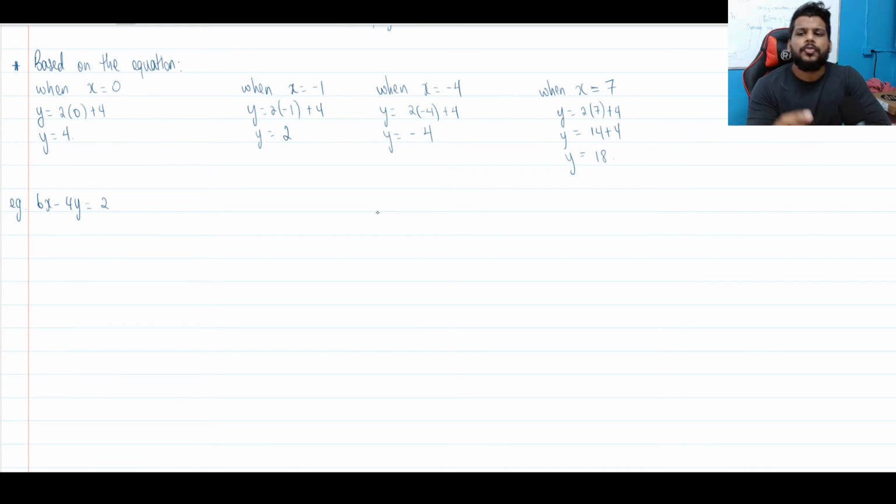So one of two things I can do. And I'll do both ways and show you all you get the same answer. I can move the 4y on the right, sorry, move the 2 on the left. So let's do that. I have 6x minus 2 is equal to 4y.